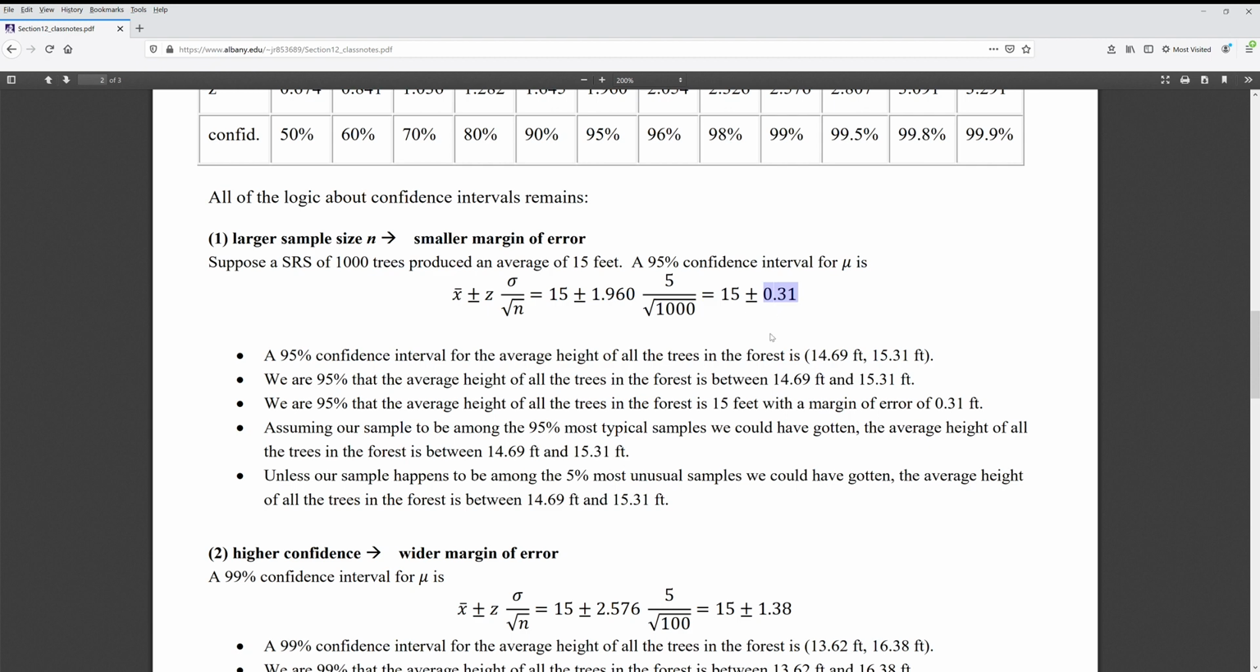You don't go so far to the low end, bigger. You don't go so far to the high end, smaller. A tighter margin of error, smaller. A 95% confidence interval for the average height of all the trees in the forest is here. We're 95% confident that the average height of all the trees in the forest is between the numbers. We're 95% confident that the average height of all the trees in the forest is 15 with a margin of error of 0.31.